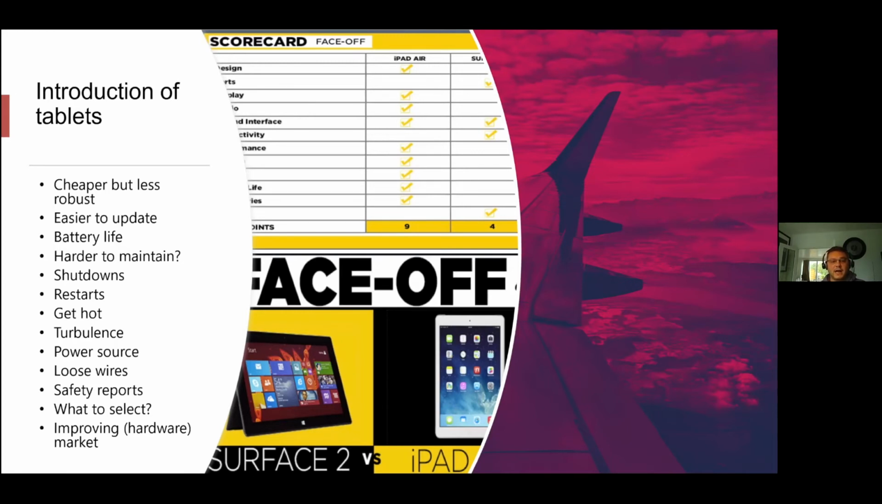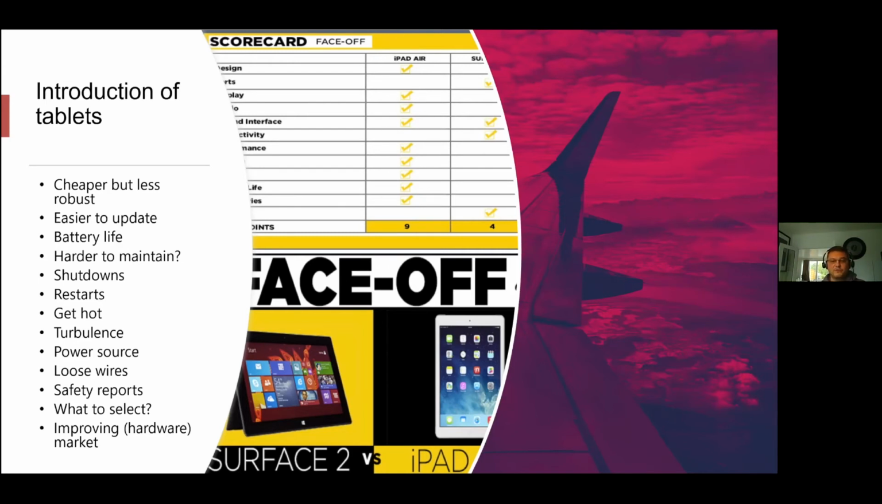How do they actually act in a bouncy cockpit environment where a pilot's trying to identify a target that they want to press, but the aircraft is going through turbulence and you keep missing that target? Are the power sources reliable enough to charge up the devices? Do any loose wires get in the way of any flight controls, leading to more safety reports, etc., etc.? Therefore, what do we select? And also, when do we select it?